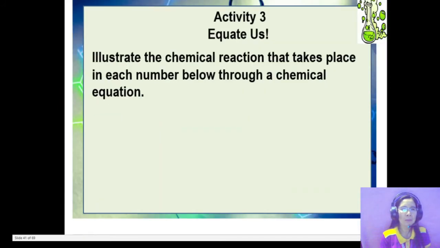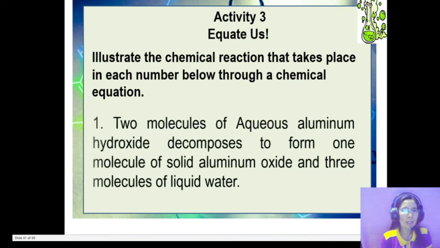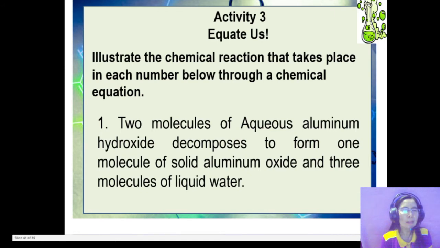So, this time, after discussing the rules in writing chemical equations, we are going to have exercises or practice on how to write chemical equations. There are 3 chemical reactions here. We are going to write them as chemical equations applying the rules that we discussed. So again, prepare your ball pen and your paper for these exercises. Are you ready? Okay, let's start. Number 1.